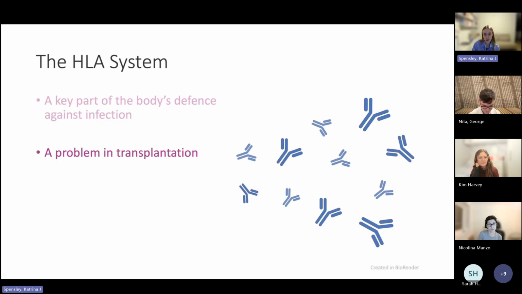So this is a really useful system to spot infections like bacteria, but the same system is also going to recognize that a transplant kidney comes from someone else, and the body then forms HLA antibodies which can damage the new kidney.